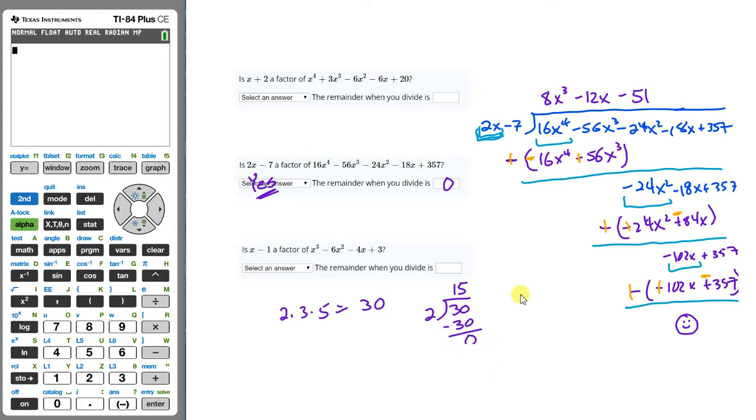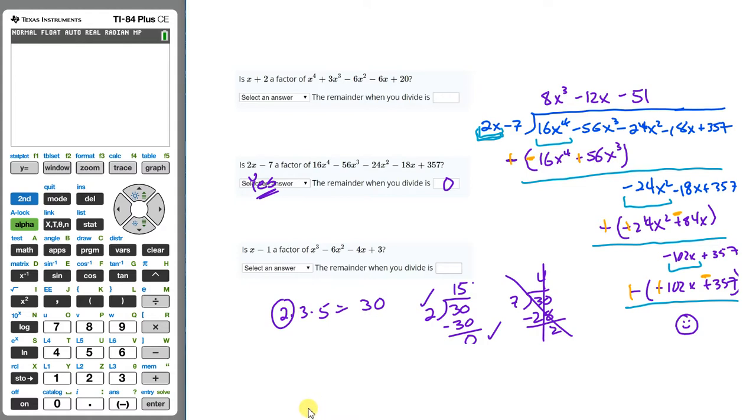Okay, but what if I tried something that's not a factor, like 7 into 30? What happens? You get remainder 2, right? When the remainder's not 0, it's not a factor. When the remainder is 0, it was a factor, right? 2 was a factor, and I can see it right here. Okay? Fun, fun, fun, right?